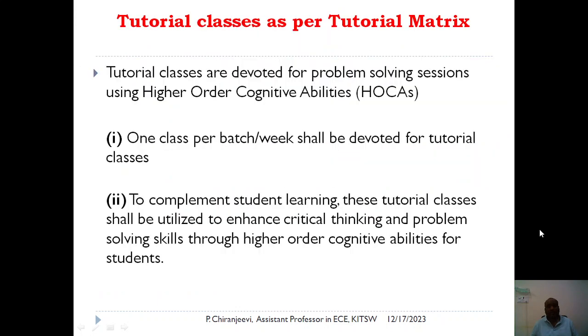And coming to the tutorial classes, they will be conducted according to the schedule, and there will be a tutorial matrix. Completely these tutorial classes will be for problem solving sessions, that too on higher order cognitive abilities only. One batch per week will be getting one class per tutorial. So what you will be doing here is you are going to utilize this tutorial class to enhance critical thinking and problem solving through higher order cognitive abilities.